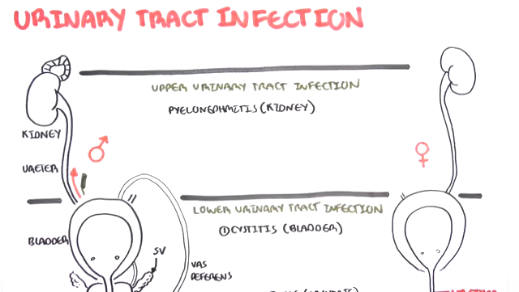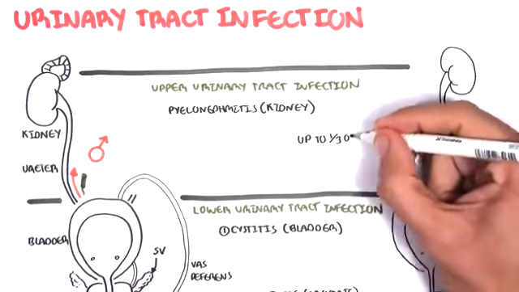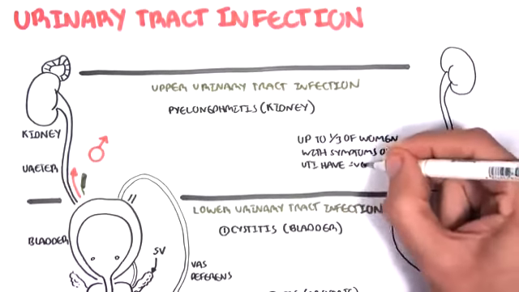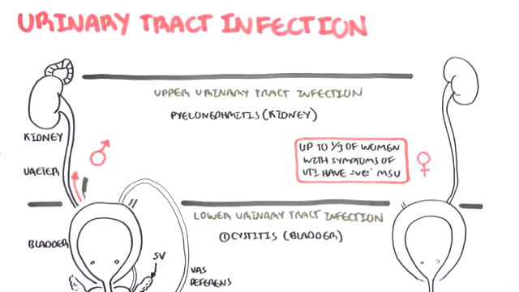Interestingly, as we know, urinary tract infections are more common in women, and up to 1/3 of women with symptoms of a urinary tract infection have actually negative midstream urine samples revealing any form of infection. That was a side note.